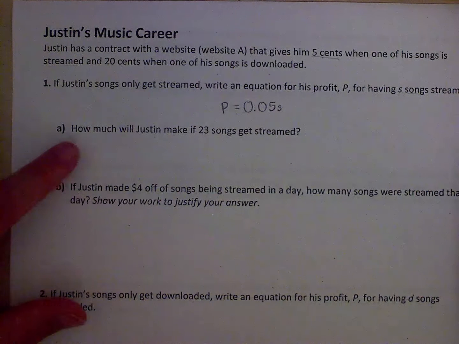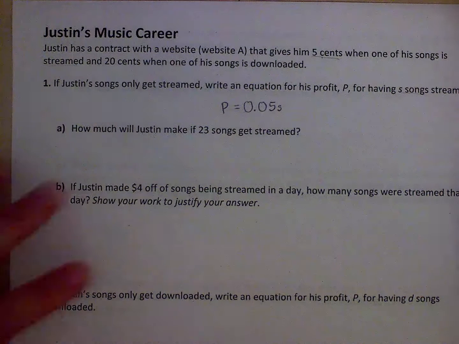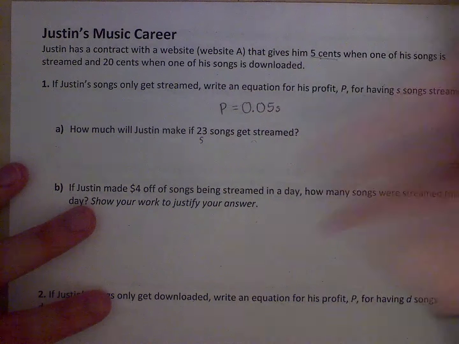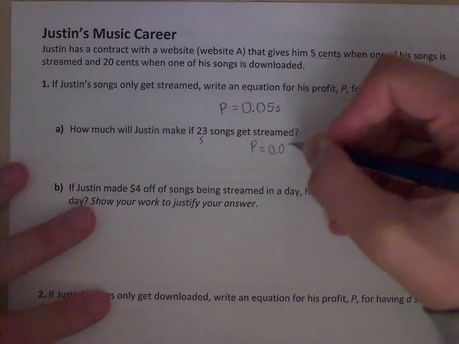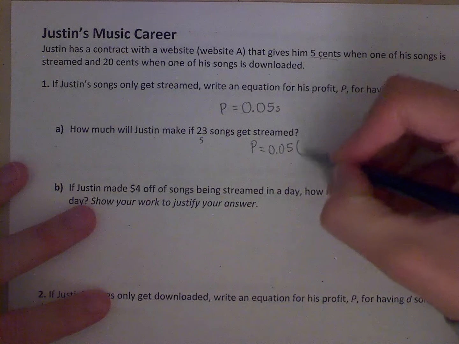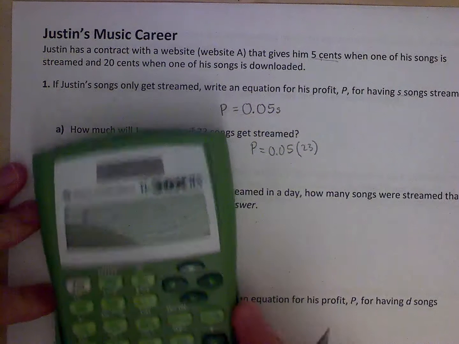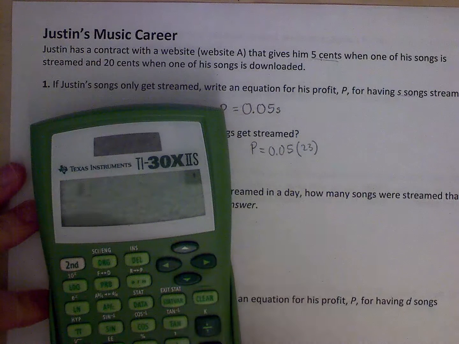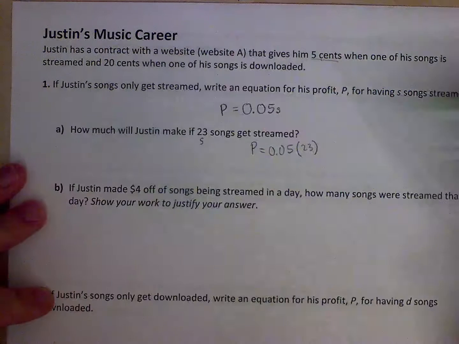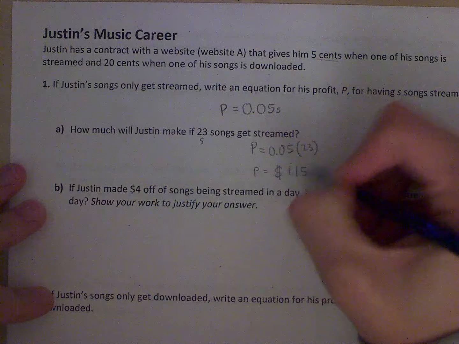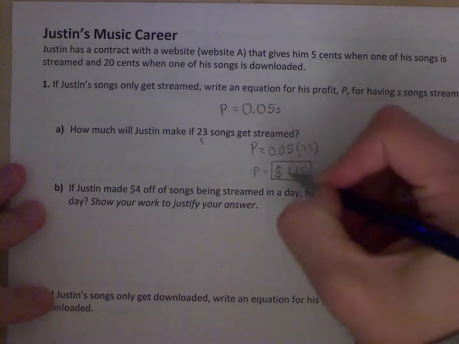Okay. So how much will Justin make if 23 songs get streamed? Well, let's see. So S is the number of songs streamed. So the question is, what if S is 23? Well, here's my equation. If I replace S with 23, and you might be able to do this in your head, right? 5 cents times 23. Take a moment, see if you can do it in your head, and then check your work. $1.15. So his profit would equal $1.15. Make sure you box your answer.